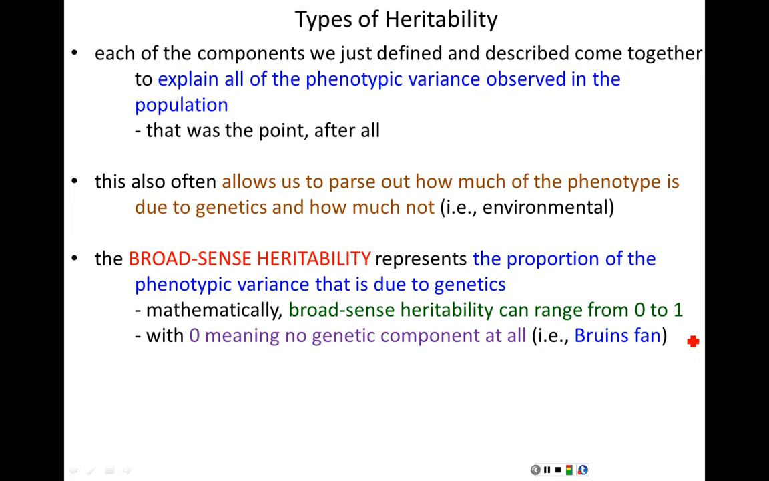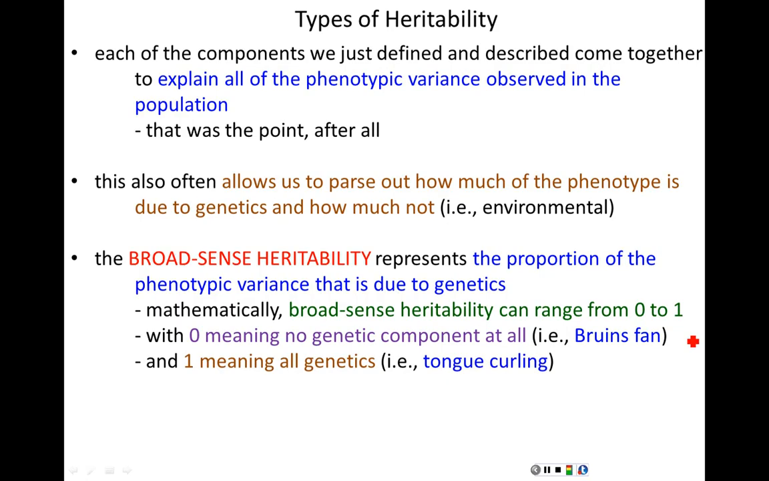I'm a die-hard fan. My older daughter likes it quite a bit, but not as much as me. My younger daughter is just getting interested now, but I wouldn't call her a big hockey fan. And so there's a spectrum of fandom in our family. But none of that is due to genetics. It's entirely environmental. Even if it appears to be inherited in the family, it has a broad sense heritability of 0, meaning there's no genetic component at all.